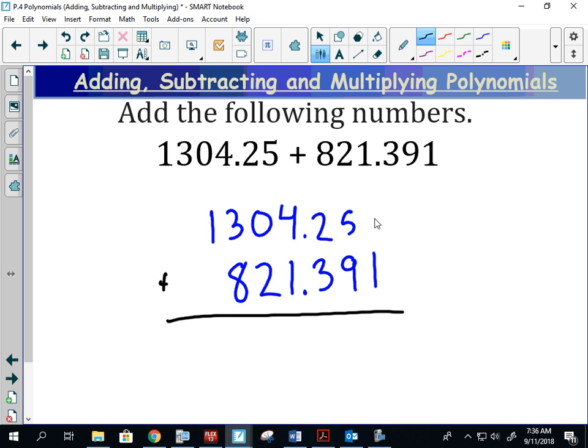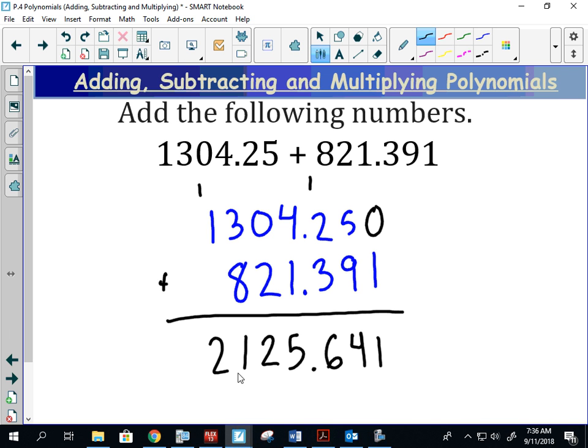If I don't have a number in there, we use a placeholder of 0. We'll do that today as well. And now I simply add my like terms. The rest isn't really important. There's no such thing as carrying over that we'll have today in terms of polynomials, but the process of lining up and adding our like terms is going to be similar. So lining up and adding our like terms.